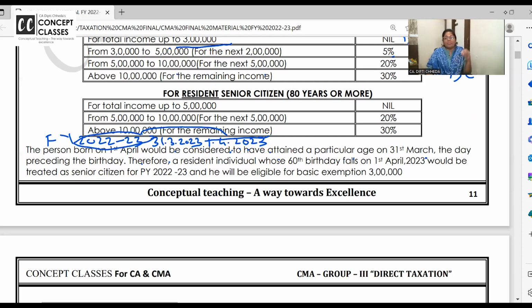But in the exam, one problem, if you remember, we have done in the set off, Rinku. Rinku is born on this date, calculate the tax. So when they give it like this, you should know what Rinku's age is. If Rinku is having his 60th birthday on 1st April 23, assume it is on 31st, 60 years are over, give additional basic exemption.